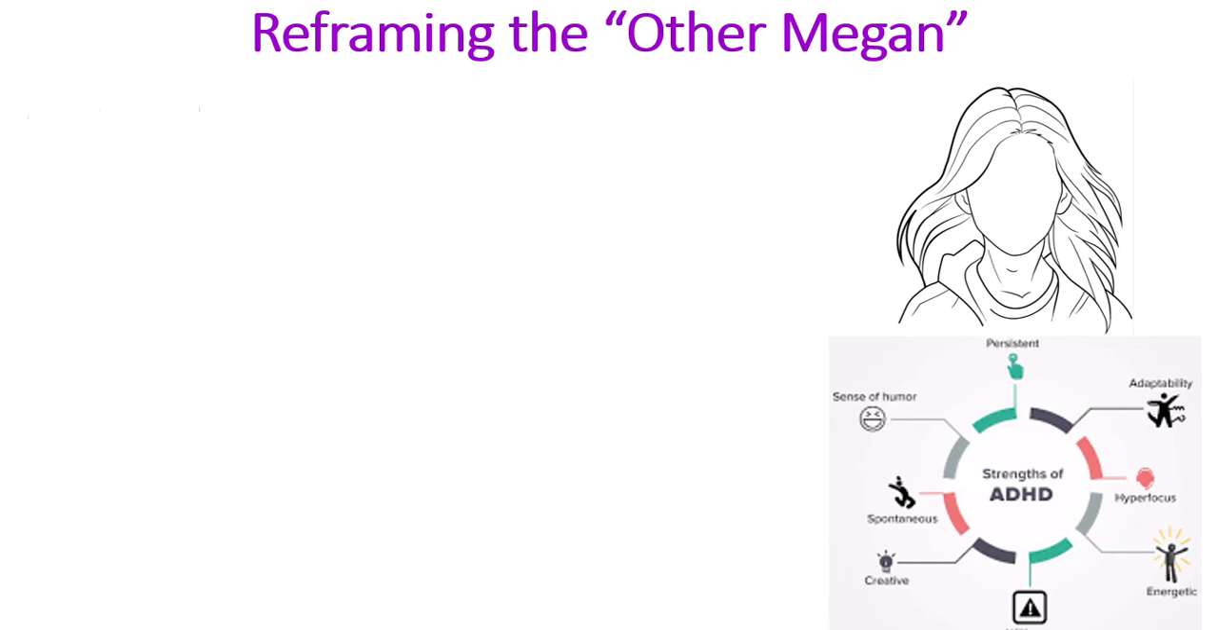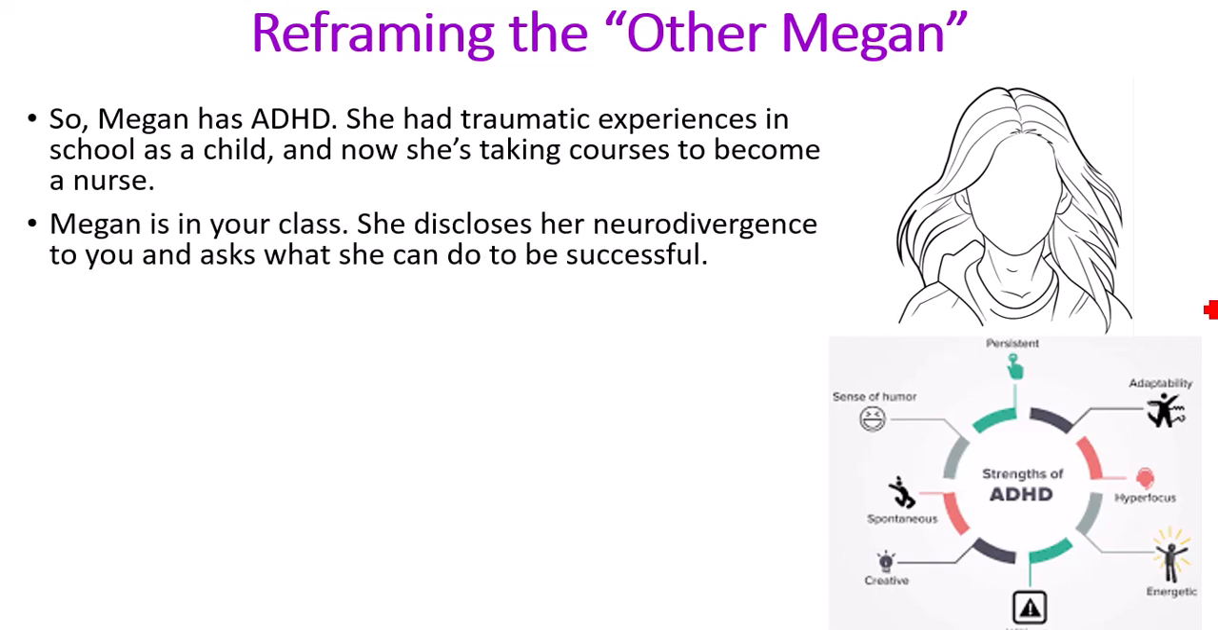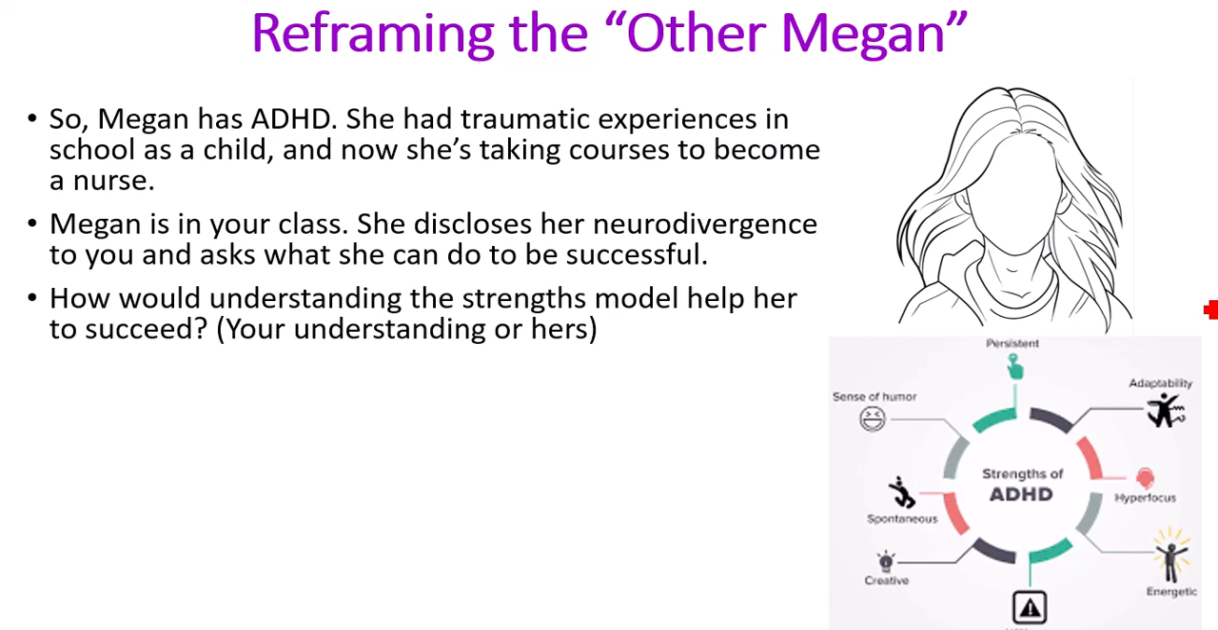Let's look at her now through the strengths model. So, Megan has ADHD, and she had traumatic experiences in school as a child, and now she's taking courses to become a nurse. Megan's in your class. She discloses her neurodivergence to you, and she asks what she can do to be successful. How would understanding the strengths model help her to succeed?